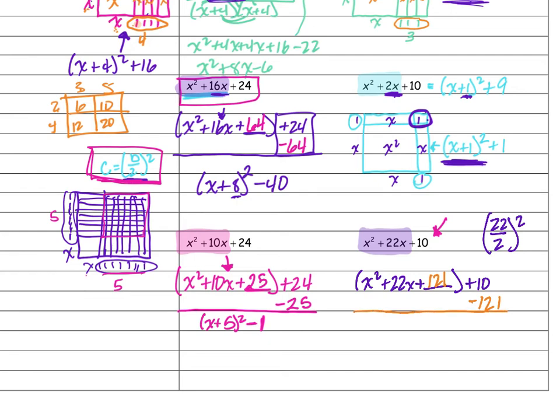All right. So then I'm going to rewrite this part the other way, and I can rewrite that as x plus 11 squared, because I take that 22 and divide it by 2. And then what's left is minus 111. Is that it? Yeah. Minus 111. That's it. Done. Okay? That's all there is to it.